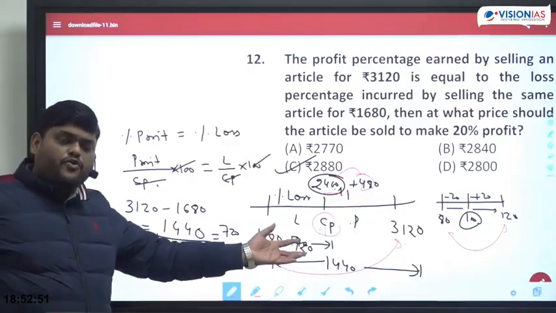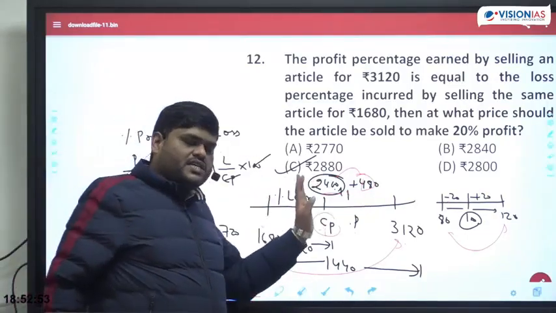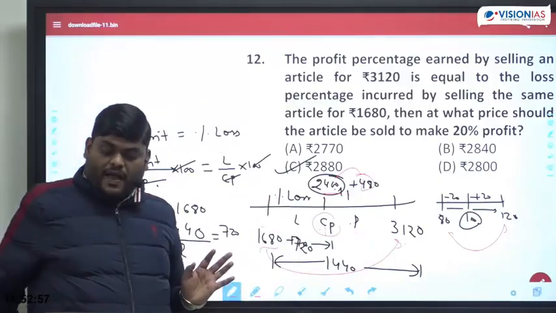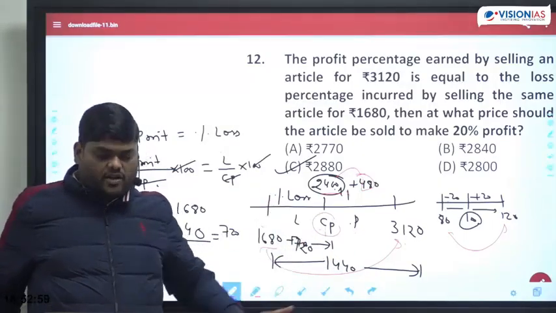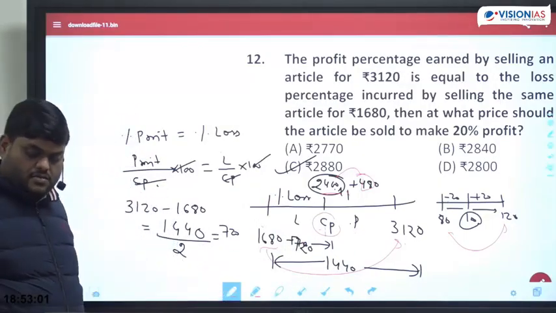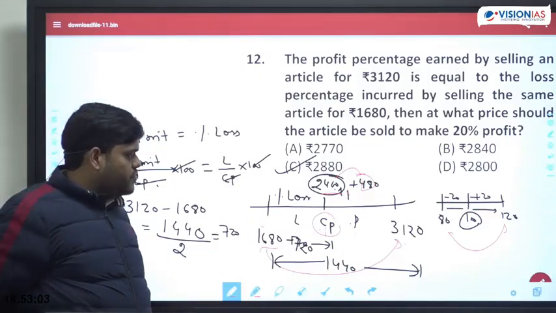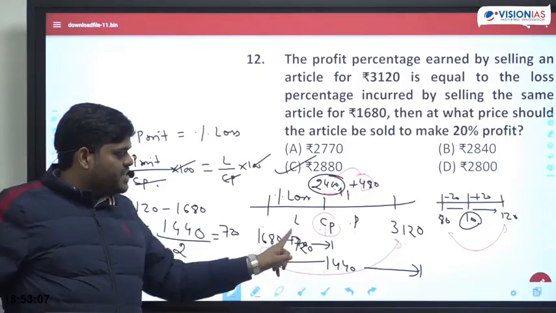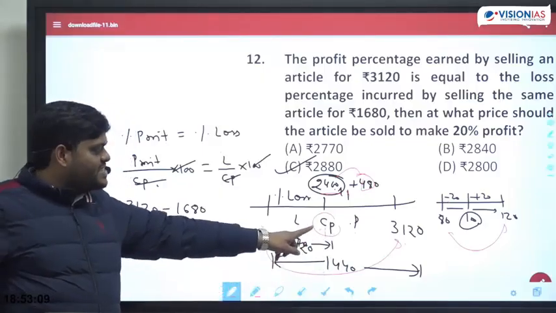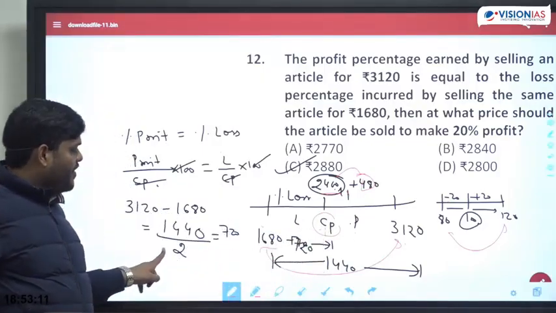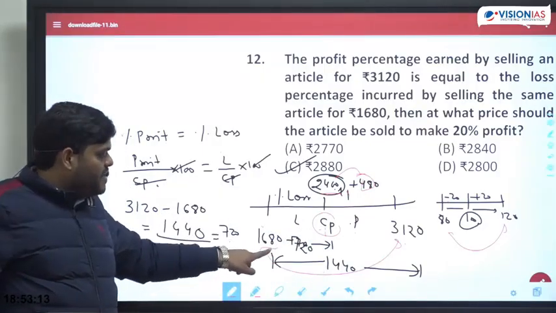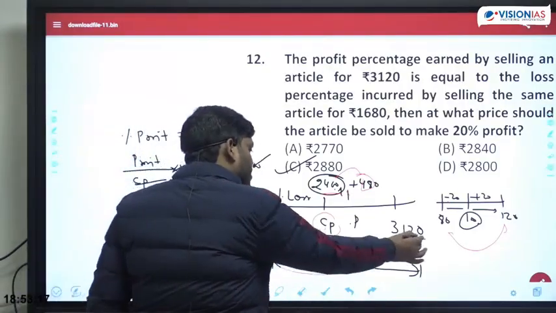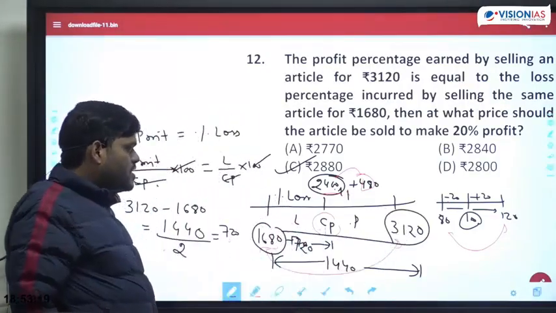So in this type of question, when profit percent and loss percent are equal, that means the CP will be in the middle of that. ठीक है? How to get 2400? We get 1440 as a difference, and this is in the middle. We make the half of that, 720. We simply find out the middle of these two values.